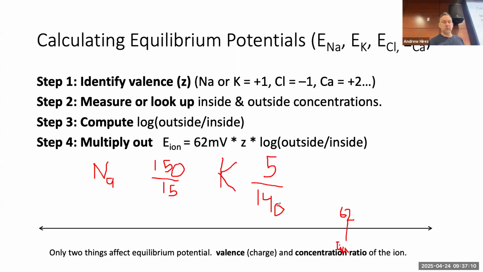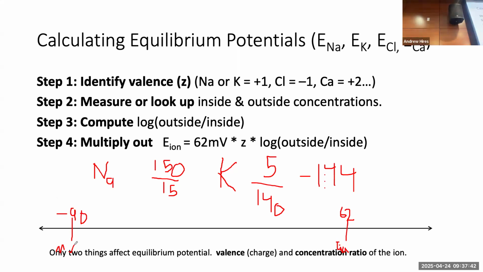Negative 1.44. Okay, so the log of that ratio is negative 1.44. What's that times 62? 62 times negative 1.44 gives us about negative 90 millivolts. Okay, negative 90. So that's going to be EK. And we've already talked about those two.